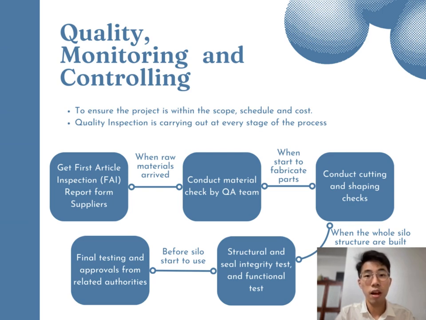First, FAI reports are required to ensure the raw materials supplied by vendors meet the specified standards stated in our technical drawings. When the raw materials are delivered, the QA team needs to check the appearance and specifications of the raw materials. Then, when we start to produce the parts, inspections are carried out to check the dimensional accuracy, adherence to tolerance, and absence of defects like cracks, dents, and burns.